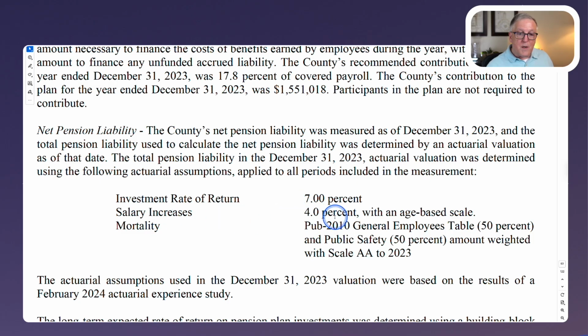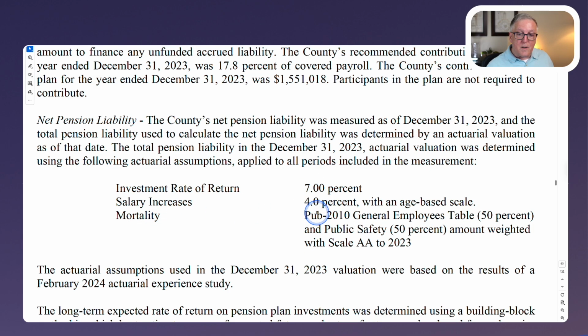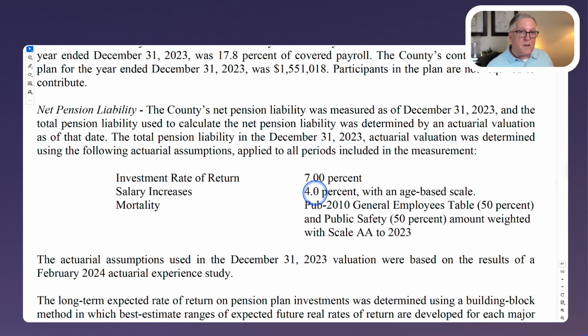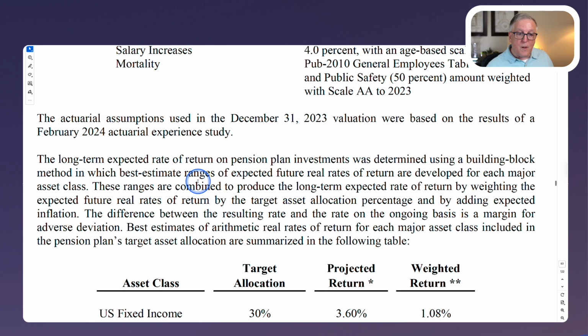There's also salary increase percentages. So we're guessing that the salary increase would be 4%. Well, obviously that may change from time to time. We're using a certain mortality table. Well, this table changes from time to time. So at the moment, we have to assume certain assumptions in order to compute the net pension liability.